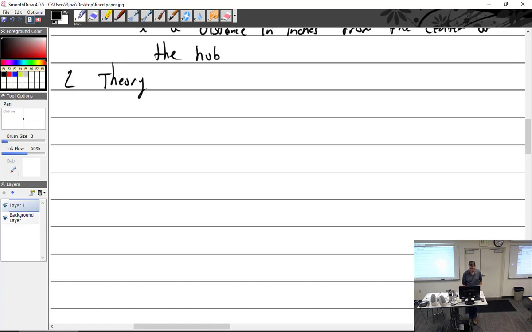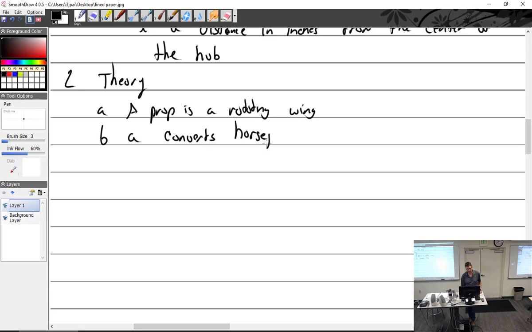All right, let's do theory. And as Orville said, a prop is a rotating wing. Now, you guys didn't have helicopter aerodynamics. Nope, he pulled that out. Next year. It converts horsepower to thrust.